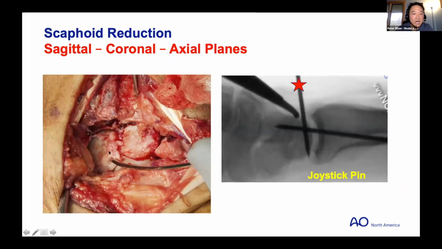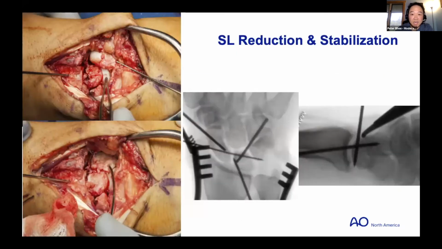And then reducing the scaphoid is really aided by using a joystick, a fairly stout joystick, like a 6'2" wire. And that's taking the scaphoid out of flexion and also out of the rotation to get that back reconstructed anatomically. And then once you have the scaphoid reduced to the lunate, then you can transfix it with an SL pin. And I think it's quite helpful.